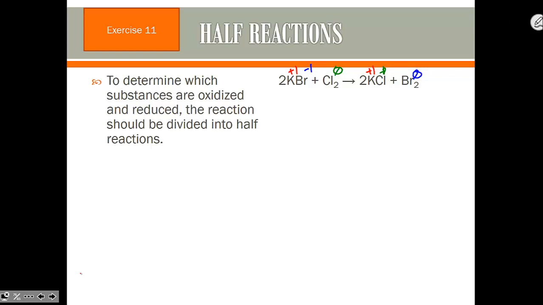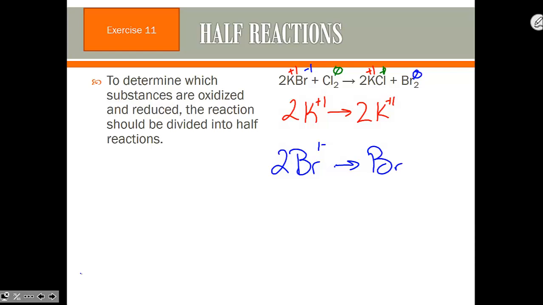In order to figure out what's oxidized and reduced, we will break our reaction into all of its players. So potassium becomes potassium ions. 2 bromides become a bromine molecule. Chlorine gas becomes chloride ions, 2 of them. You'll notice that potassium does not change from reactant to product. That is because potassium is what we call a spectator ion.